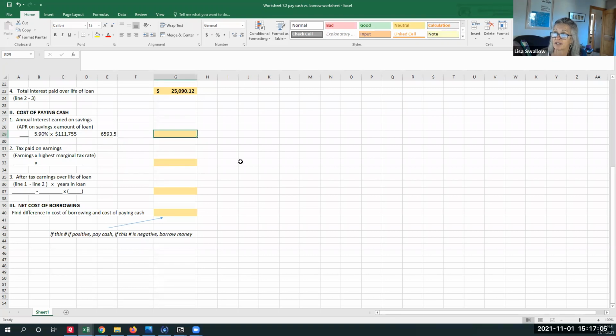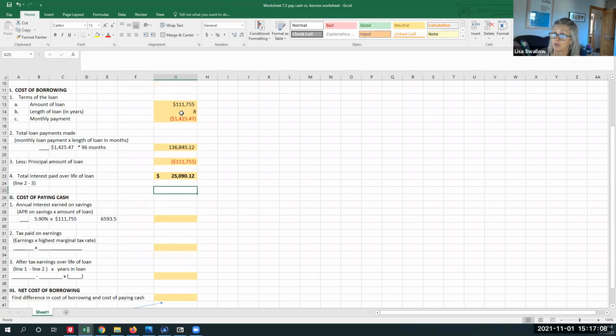But this is an 8-year loan. So I'm going to lose that every year for 8 years. You see that? That's my APR, that's for 1 year. So over the course of the loan, I'm giving up $52,748.26 of interest income. Okay, that's a chunk of change. But remember, I don't get to keep all that. I have to pay tax on that.